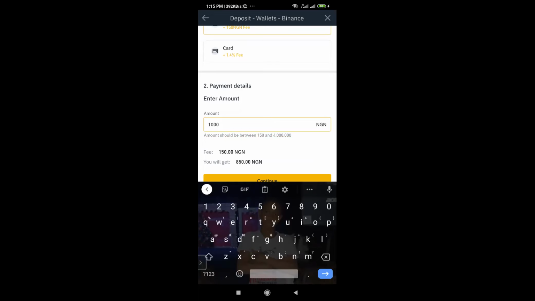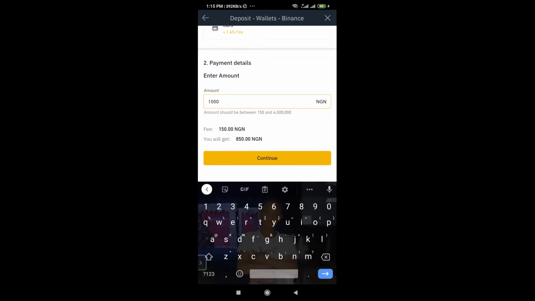The thing is that for every deposit I make, a fee of 150 naira is taken. So even if I was depositing 100k, the fee will be 150 naira. If I was depositing 1 million naira, the fee will still be 150 naira. So you see, when we talk about the fees, they are very, very cheap.